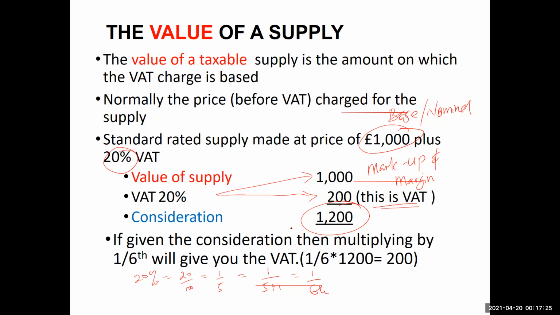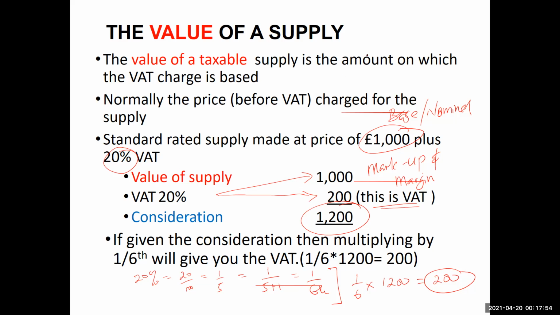So if we are given a consideration, once again, remember how to convert our markup to margin and vice versa. Then we simply apply our 1/6 to the 1,200, and this will give us 200, which is the VAT component. So if you have the consideration and it is standard rated, even if it is reduced rated, you can still do your computation and check what you get.